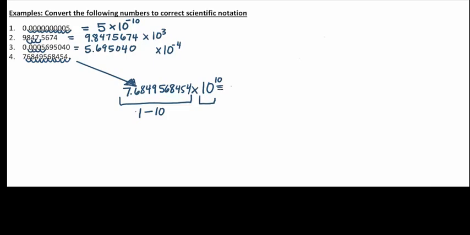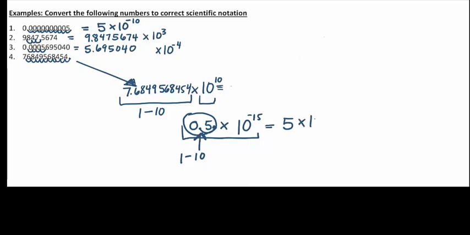The common mistake that some students make is that whatever number we have has to be between 1 and 10. This number has to be multiplied by some exponential, 10 raised to some power, but this number has to be between 1 and 10. Take 0.5 times 10 to the minus 15. This is not in scientific notation. We can put this in scientific notation. I can move this decimal and make it 5, moving it 1 place to the right, times 10 to the minus 16.